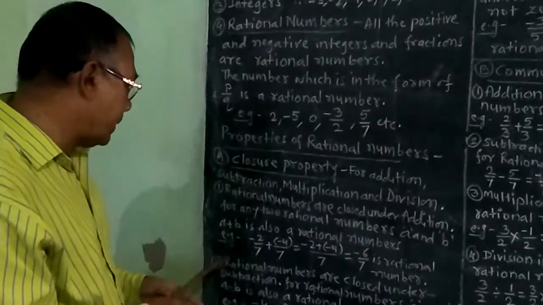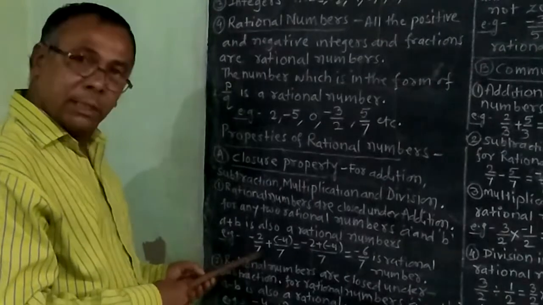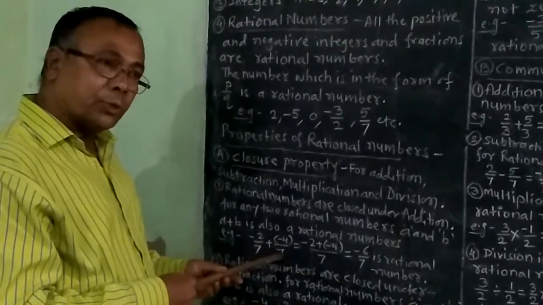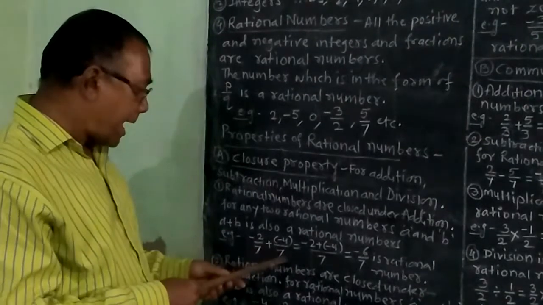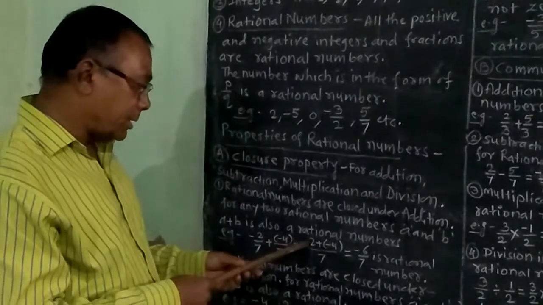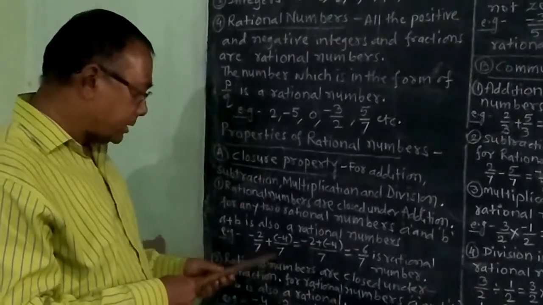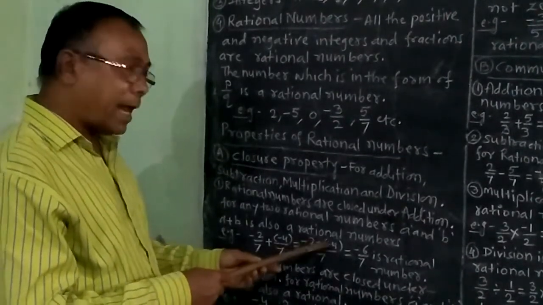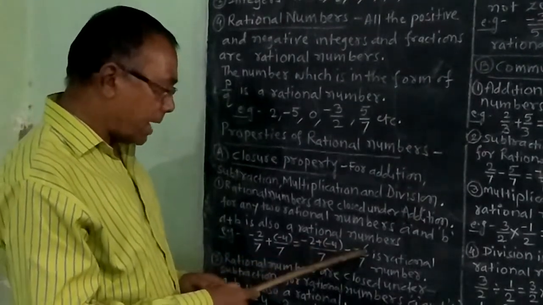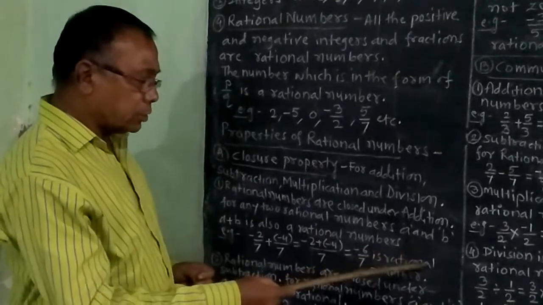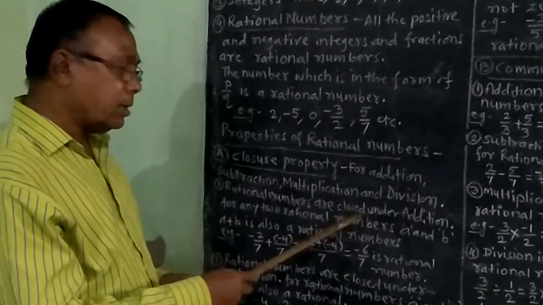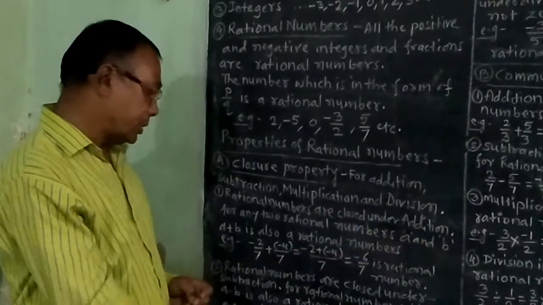For example, -2 upon 7 is a rational number. Similarly -4 upon 7 is also a rational number, and if we add them, since the denominator is same, we can add the numerators, and therefore -2 -4, that will be -6 upon 7, is also a rational number, and that is, rational numbers are closed under addition.